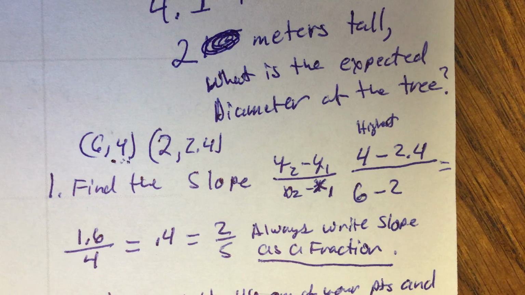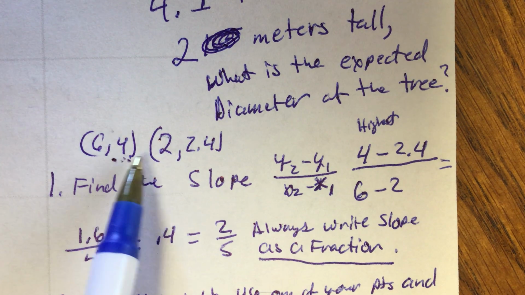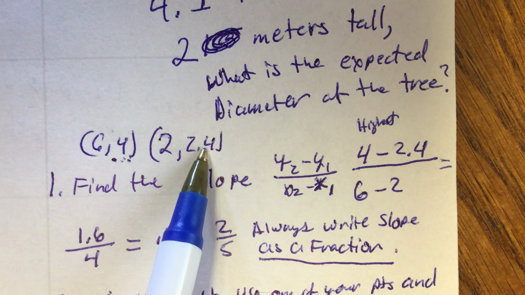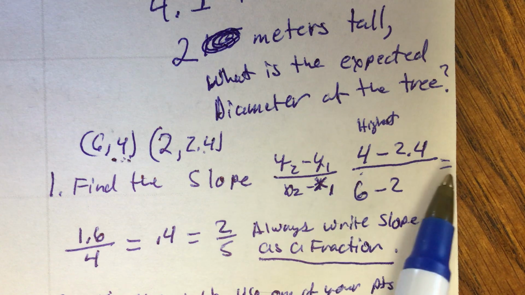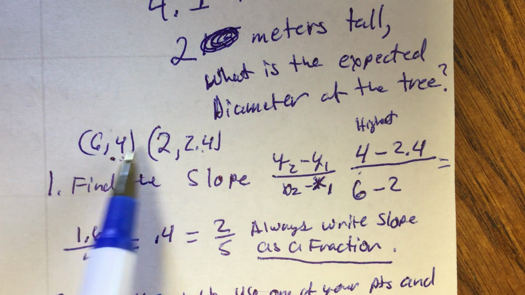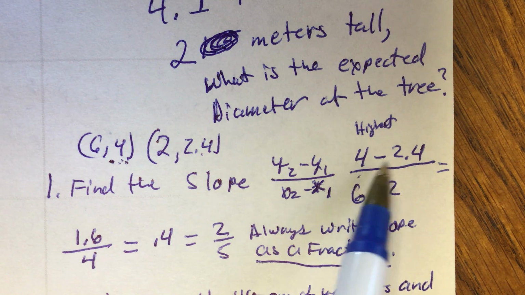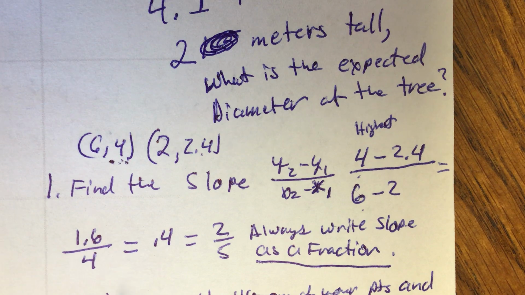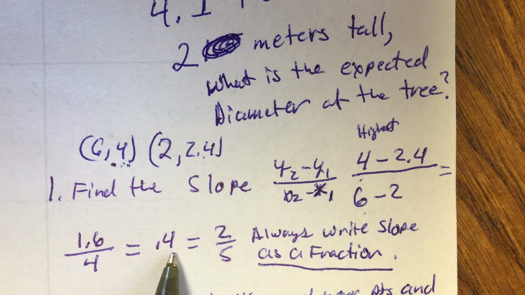Now remember, you have to start with the y's on top. Usually when people make a mistake, they put the x's on top, and that's where they mess up. So I have to use the y values, the 4 and the 2.4, on top to create my slope. I did 4 minus 2.4 over my x values, 6 minus 2. 4 minus 2.4 gave me 1.6, and 6 minus 2 gave me 4. That equals 0.4.